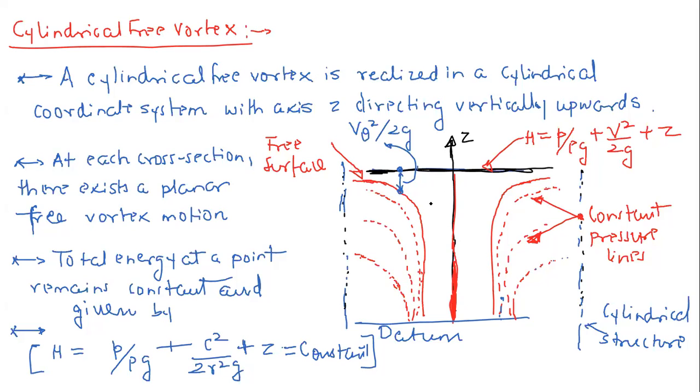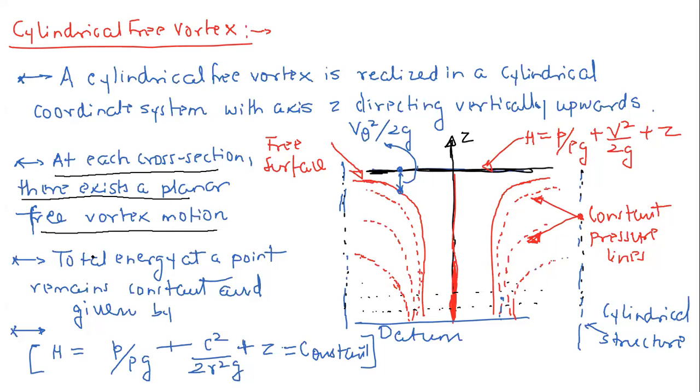Now, what happens if you realize the free vortex flow in a cylinder? At each cross section of the cylinder, there exists a planar free vortex motion. That means at this cross section the motion will be a free vortex motion, and at this cross section also the motion will be a free vortex motion. So you can imagine a set of concentric streamlines on this plane, then another set of concentric streamlines on this plane, and this way it will go around along the z-axis. So this is a cylindrical free vortex flow.